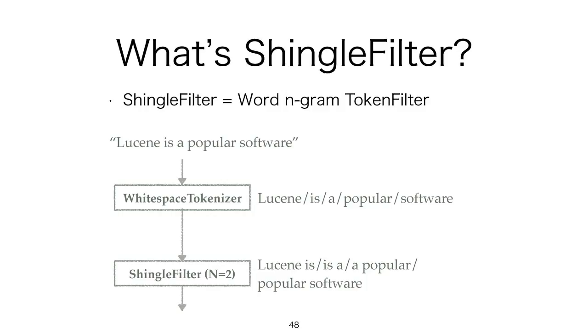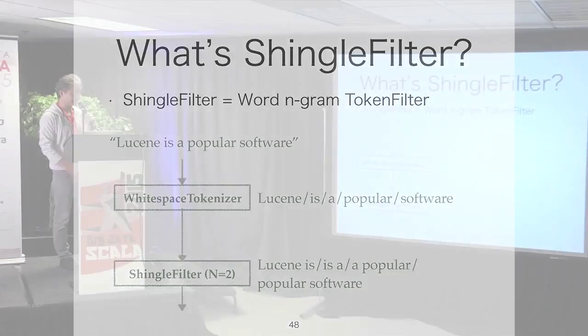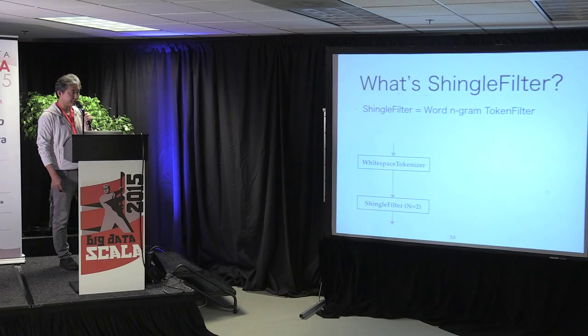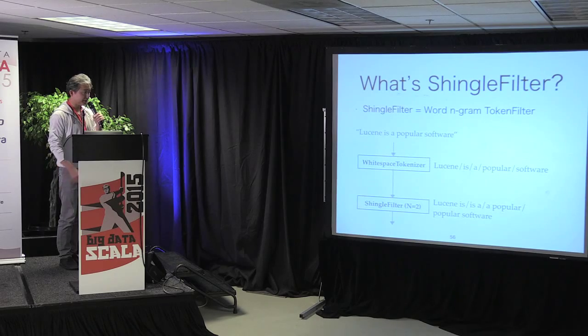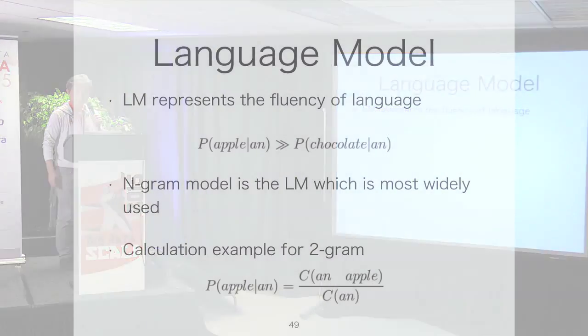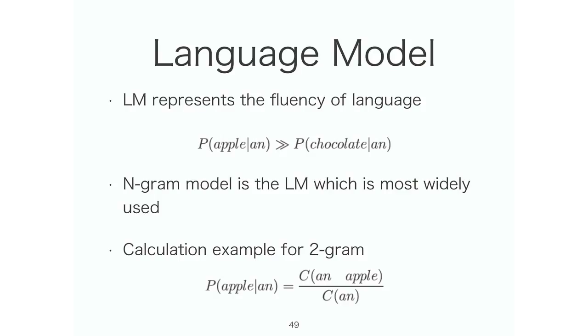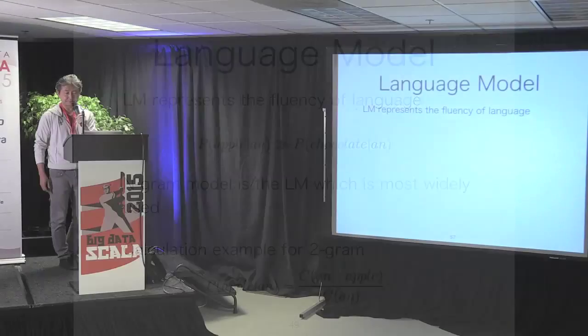This is a sample flow chart for it, where we use Lucene's whitespace tokenizer. And shingle filter follows this. We put in this sentence, then the whitespace tokenizer separates it into words. Shingle filter then produces a word bigram series of tokens. We will use shingle filter later. Meanwhile, let's look at language model.